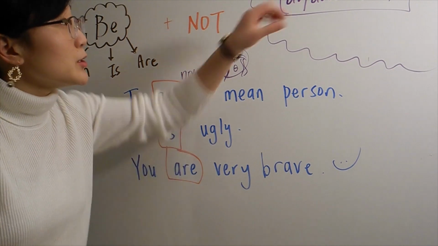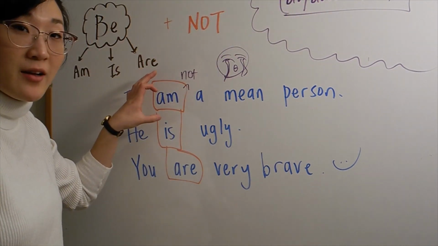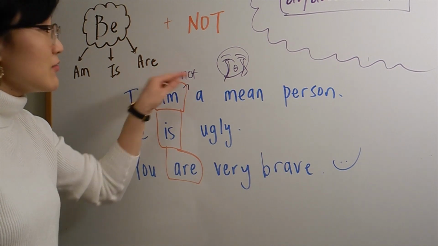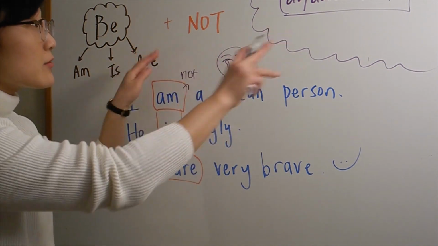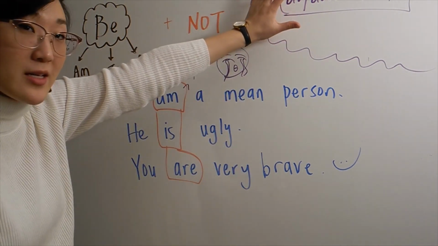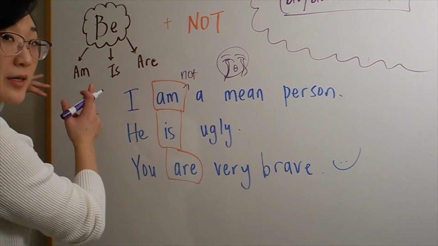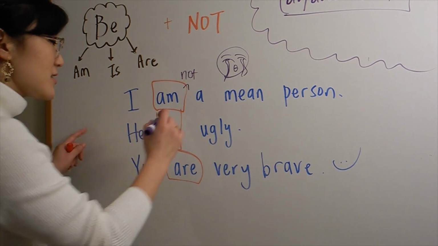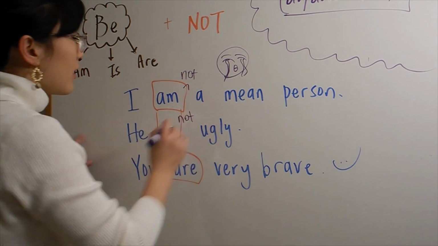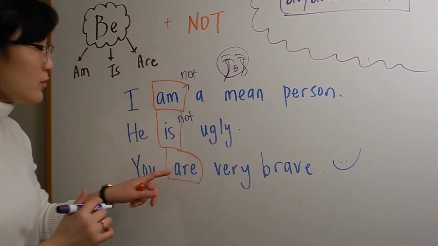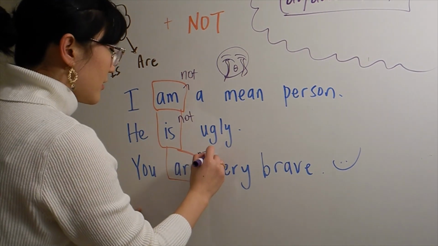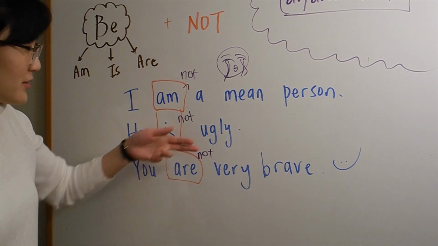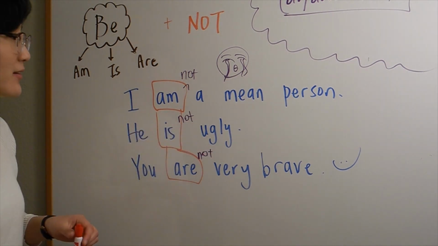Do not use this here. Okay? Never. If you see this be verb, put the negative after. Do not confuse this. Do not use this. The be verb is separate. So I am not a mean person. He is not ugly. You are not very brave. That's not true. You are very brave, right?